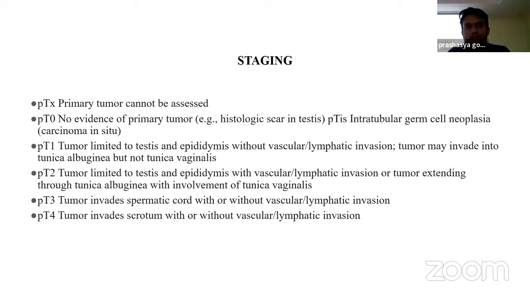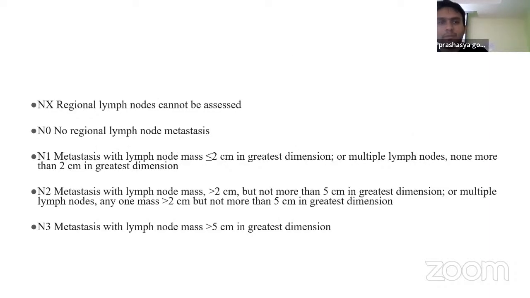Staging of the primary tumor: pTX is when it cannot be assessed. pT0 is no evidence of primary tumor. pTis is intratubular germ cell neoplasia. pT1 is when it is limited to the testis and epididymis without invasion of the vessels or the lymphatics. However, it may invade into the tunica albuginea but not into the tunica vaginalis. pT2 is when the tumor is limited to the testis and epididymis with invasion of the vascular or lymphatic system, or the tumor extends through the tunica albuginea with involvement of the tunica vaginalis. pT3 is where it involves the spermatic cord, and pT4 is where it involves the scrotum.